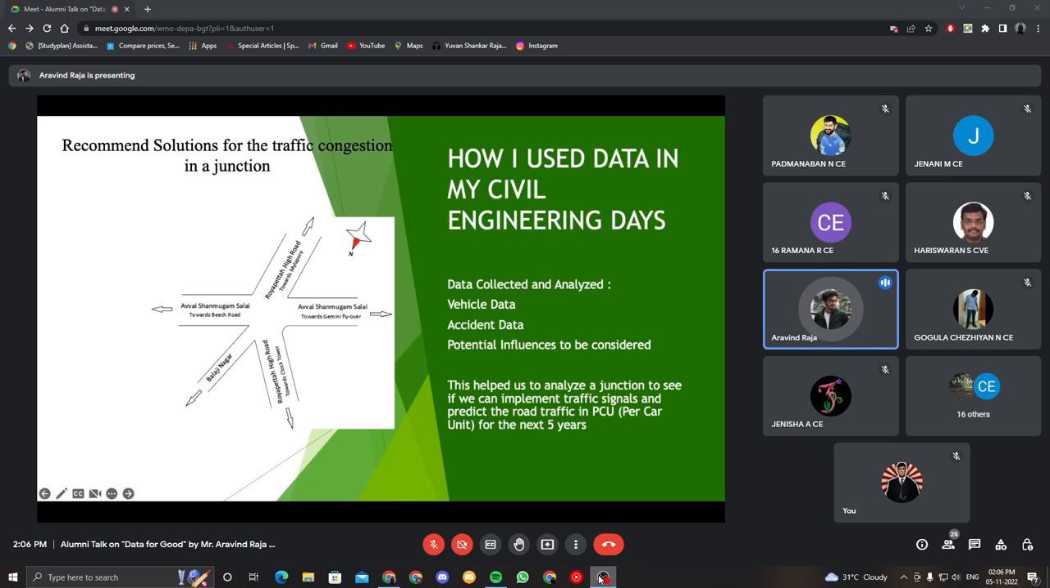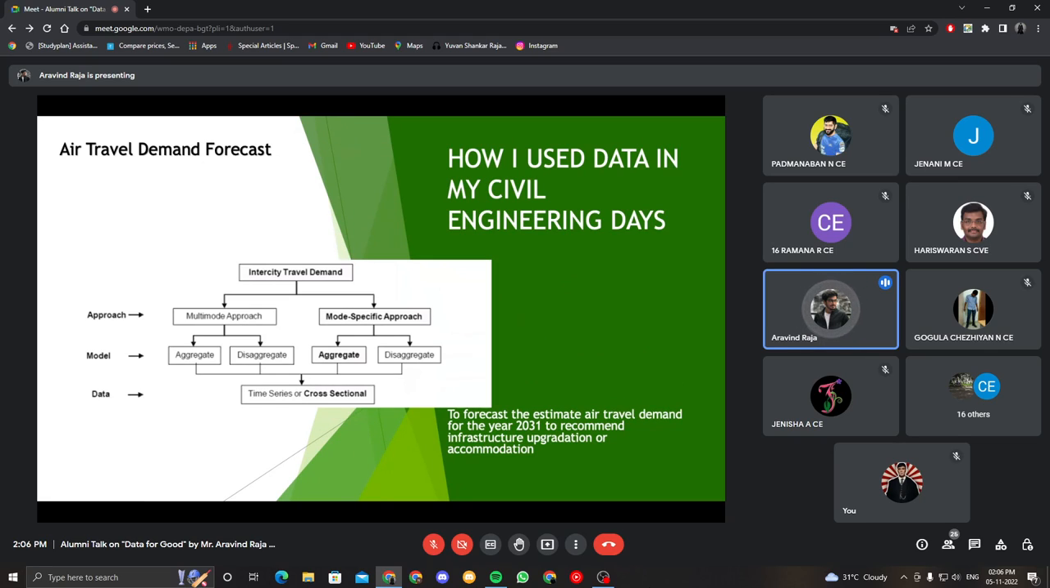So you need to make some changes to the roads in order to maintain the traffic flow across this junction. Okay, so this is the first design project, which I was part of under Silva Kumar sir. And the next one is again as part of the main project, the final year project. This is also under Silva Kumar sir, where I and my team performed an air travel demand forecast.